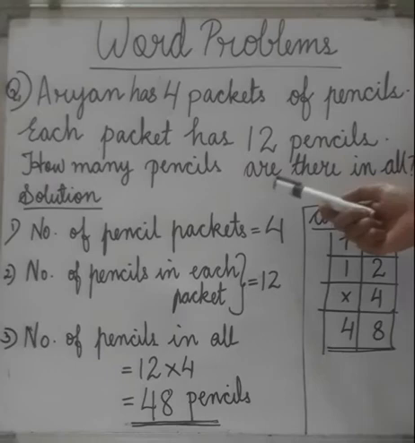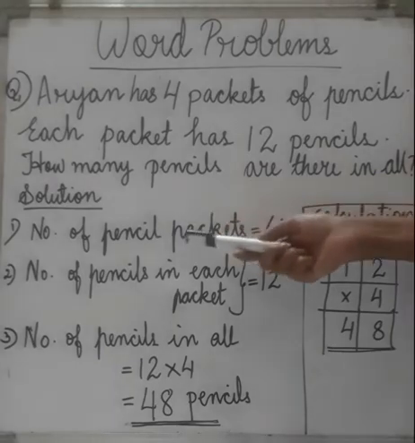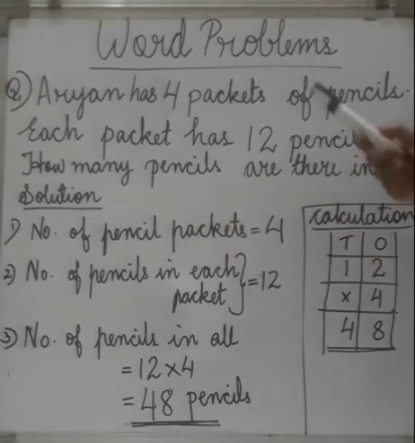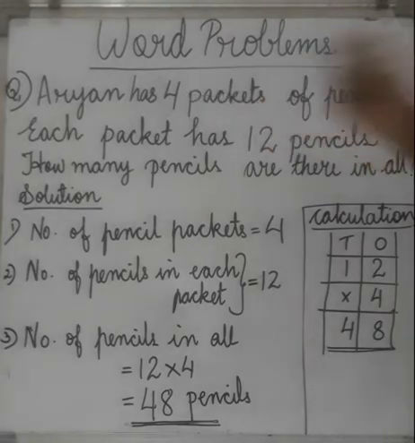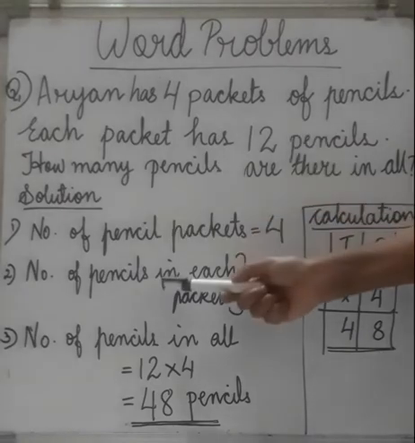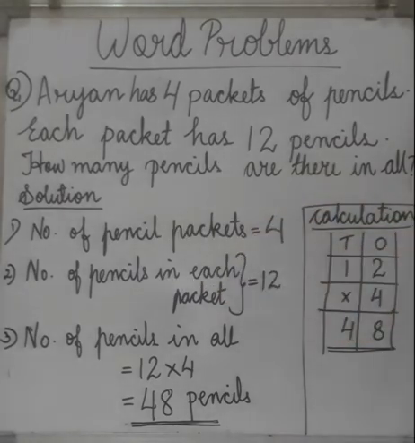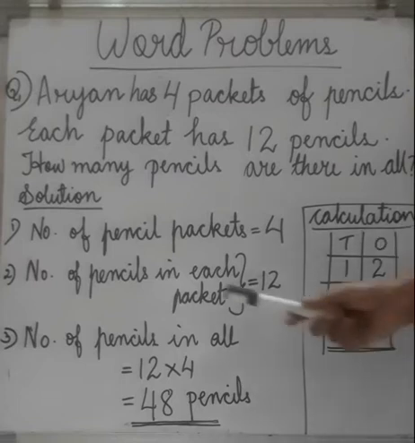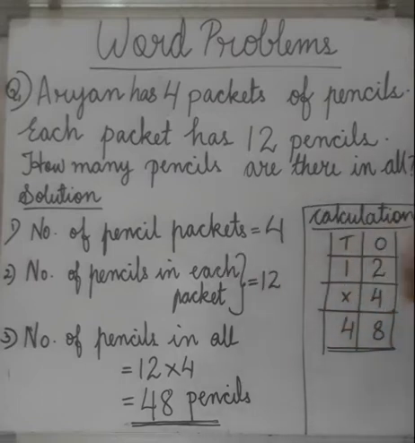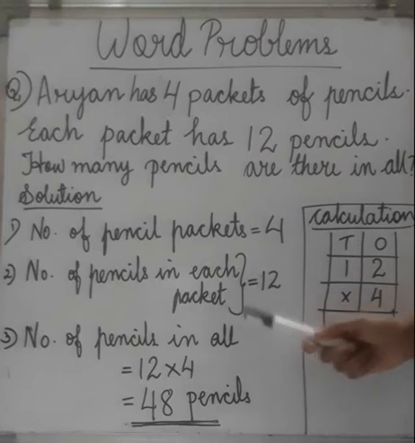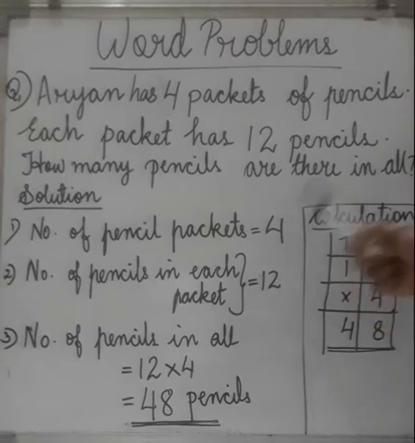The solution is: number of pencil packets is 4. Number of pencils in each packet: each packet contains 12 pencils. Now, we have to find out the total number of pencils in all. To find that, we have to multiply this 12 with 4.